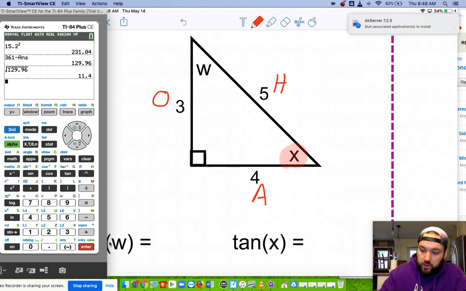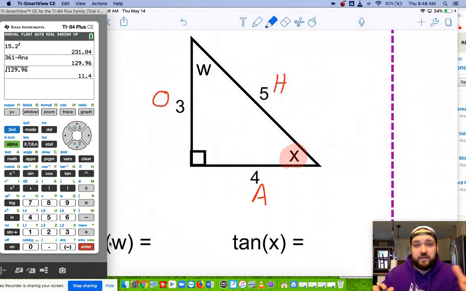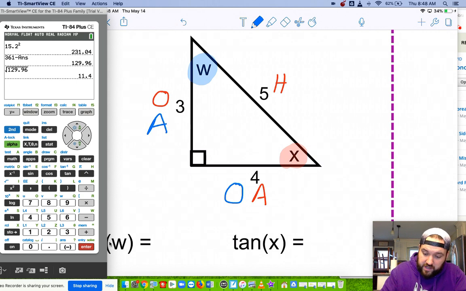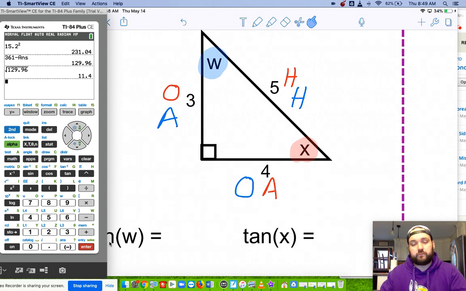Now, here's the biggest part that students get messed up. If I'm talking about instead angle W, things change a little bit. Now the side that is opposite to the angle is the 4 down here. The 3 now is the adjacent leg, and the 5 is still the hypotenuse. So I'm going to leave these letters on there to show you how easy this can be when we're doing sine, cosine, tangent.